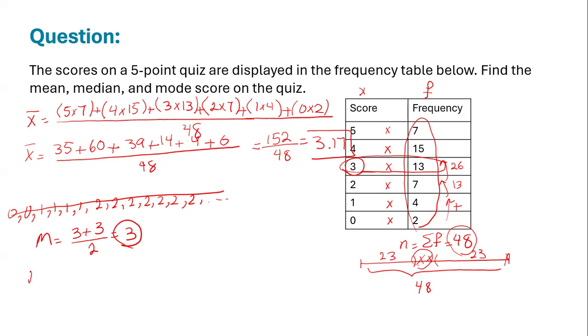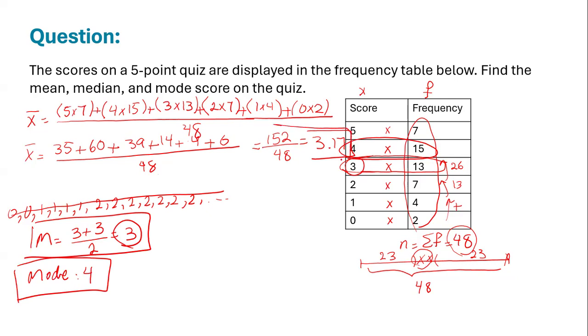To find the mode, I only need to look at which number has the highest frequency, the most frequency. The numbers are 0, 1, 2, 3, 4, and 5. Which of these numbers have the most frequency? That's 4, because it has the greatest frequency and it's 15. So the mode is 4. So the mode is 4, the median is 3, and the mean is 3.17. They have 3 different values for mean, median, and mode.